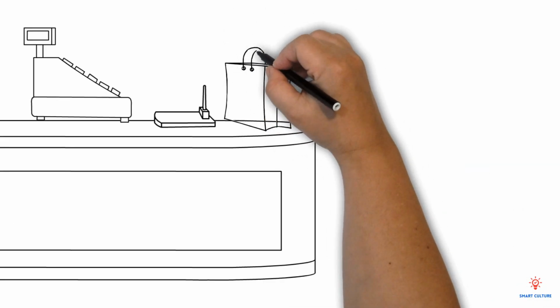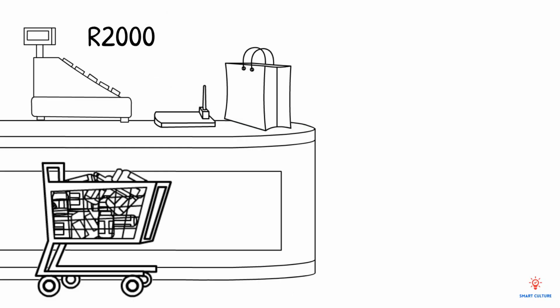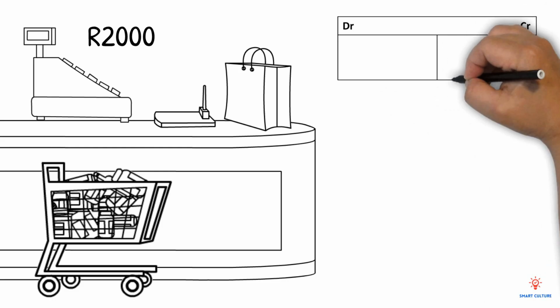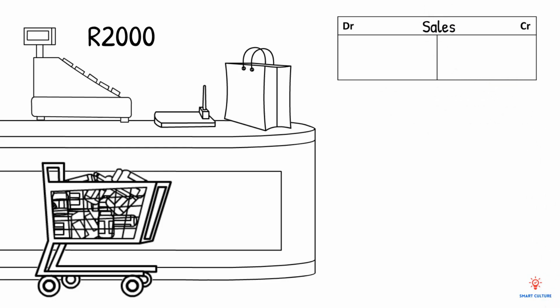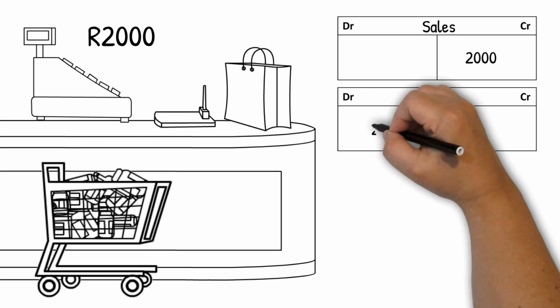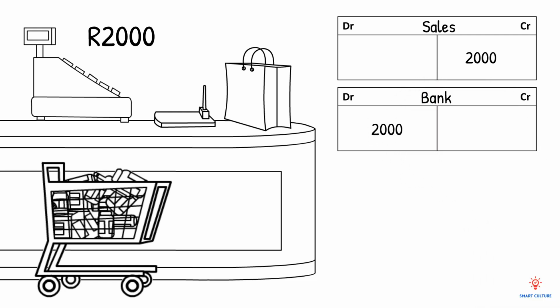Here's another example. Your business earns 2,000 Rand from selling goods. Income increases on the credit side, so we credit the sales account by 2,000 Rand. At the same time, the bank account, which is an asset, increases because you received cash. Assets increase on the debit side, so we debit the bank account.